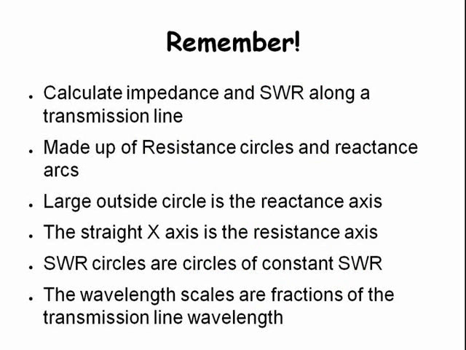Remember, calculate impedance and SWR along a transmission line. The circle is made up of resistance circles and reactance arcs. The large outside circle is the reactance axis. The straight x-axis is the resistance axis. SWR circles are circles of constant SWR. The wavelength scales are fractions of the transmission line wavelength.